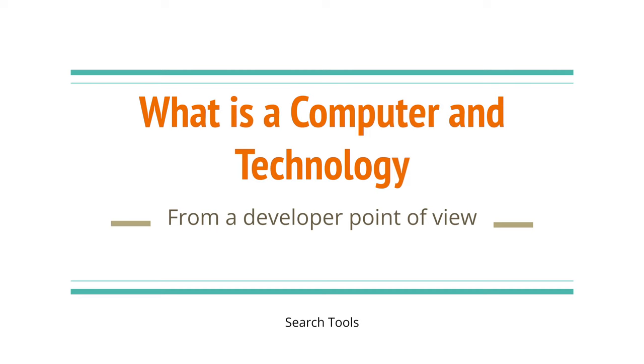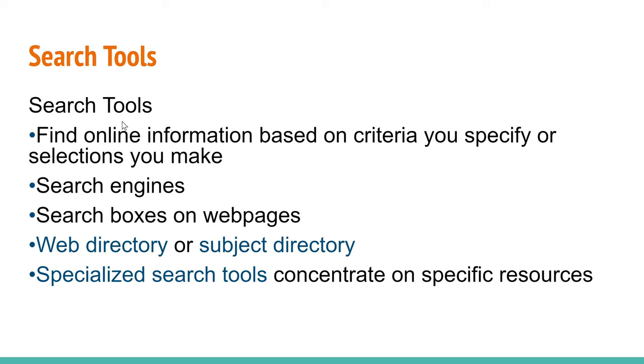What is a computer and technology from a developer point of view? Search tools find online information based on the criteria you specify or selections you make. Search engines: search boxes on web pages, web directory, or subject directory. Specialized search tool: concentrate on specific resources.